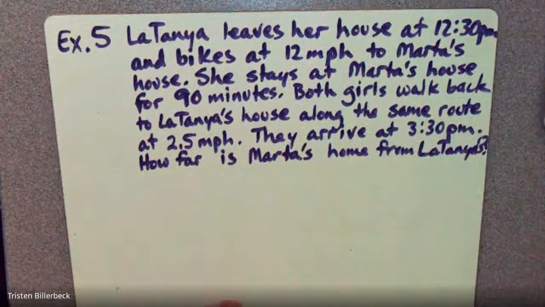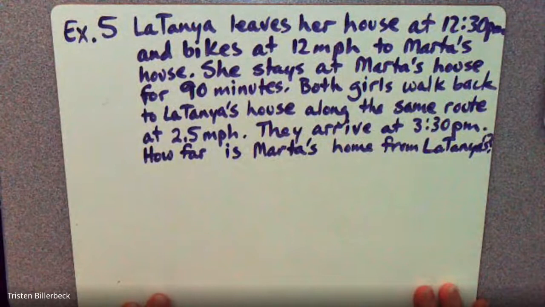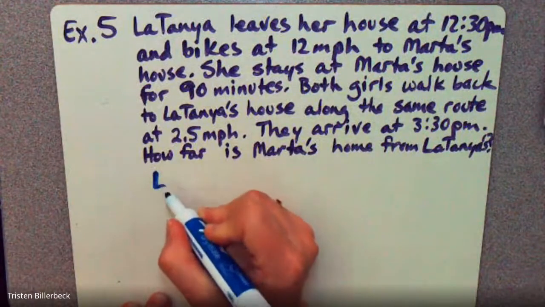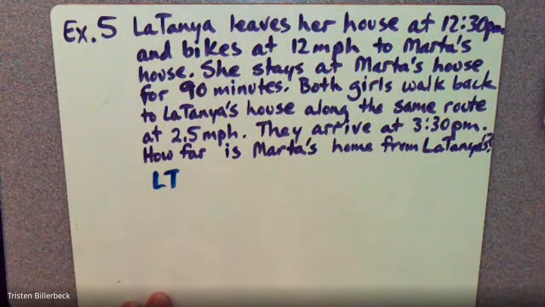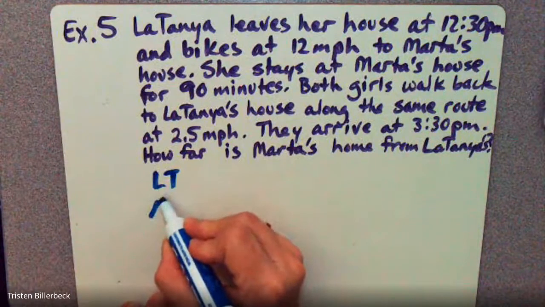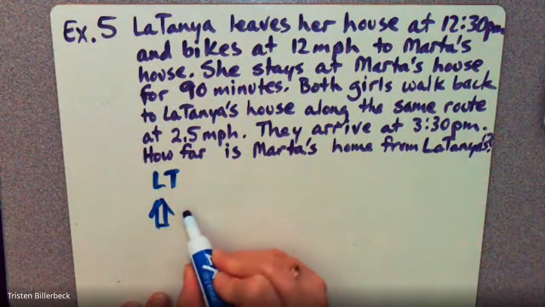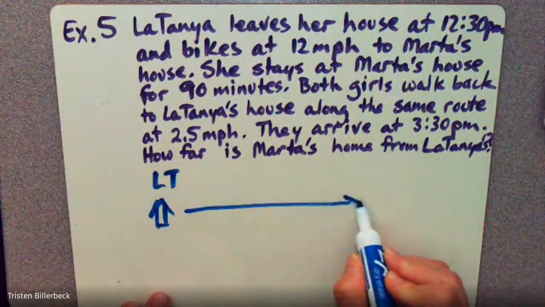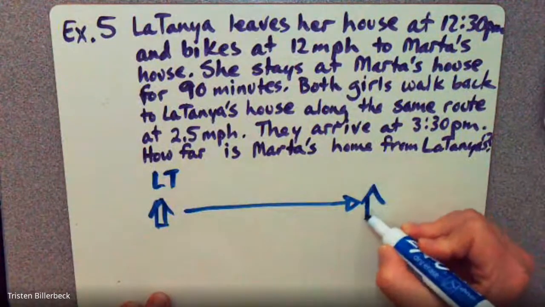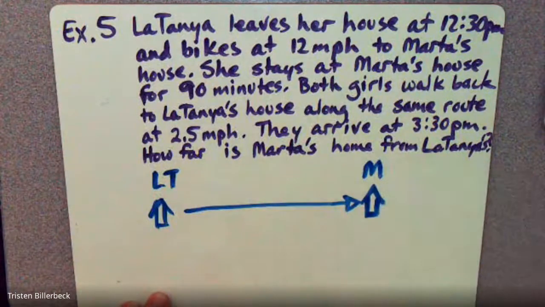Okay, this was a nice problem here. So we have LaTanya leaves her house at 12:30. So we have LaTanya's house, I say LT. So she's got this house here. Pictures speak more than 1,000 words. So then she goes over here to her friend's house. And that friend is Marta.